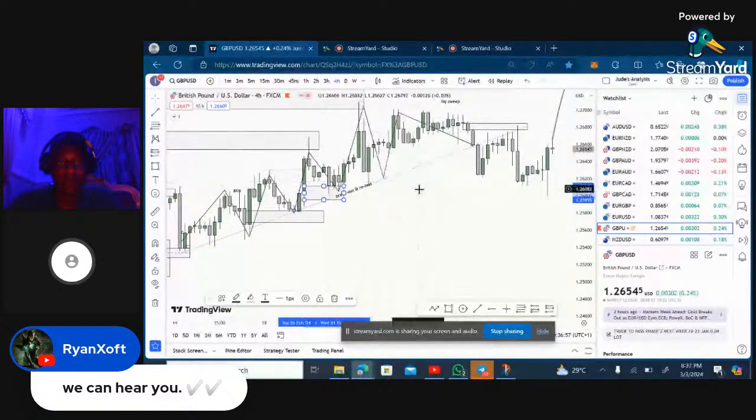Now, why is this no longer valid? You see, I'm seeing a higher high, higher low, higher high, higher low, and down to this point, right? Now you saw this low was swept.